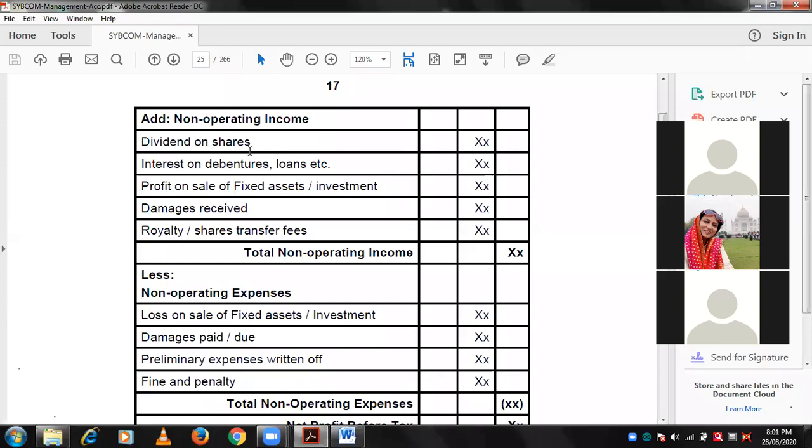So here also, as given, the non-operating income is the dividend on shares, interest on debenture loan, profit on sale of fixed assets or investments, damages received, royalty or share transfer fees.